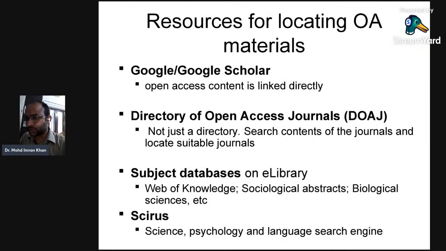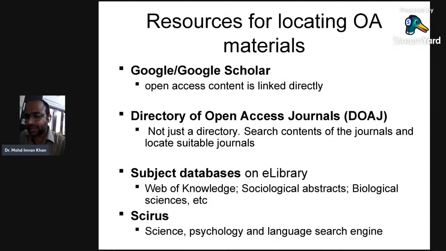These are certain resources for locating open access materials if you want to access them. Is there any material, any article or research which is easily available and does not require a subscription by your university or by you yourself? For that, you can go to Google or Google Scholar, where open access content is linked directly. There is also a directory of open access journals. I will give you the screenshot of these also.